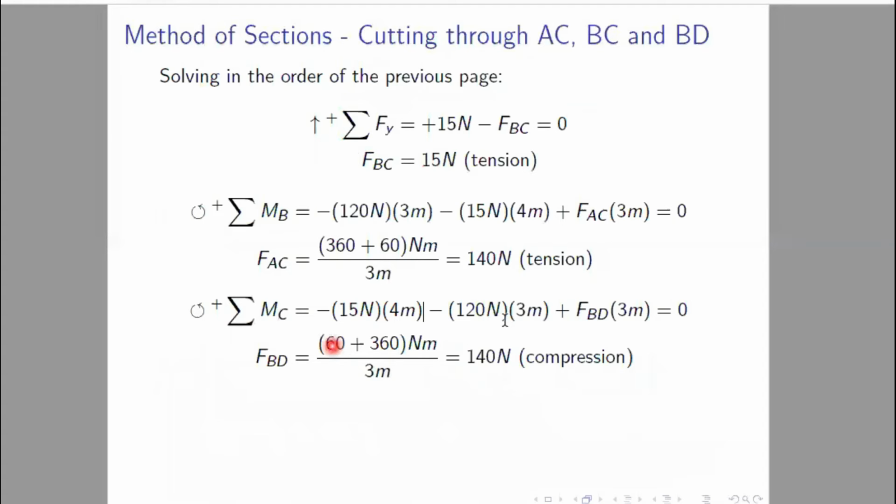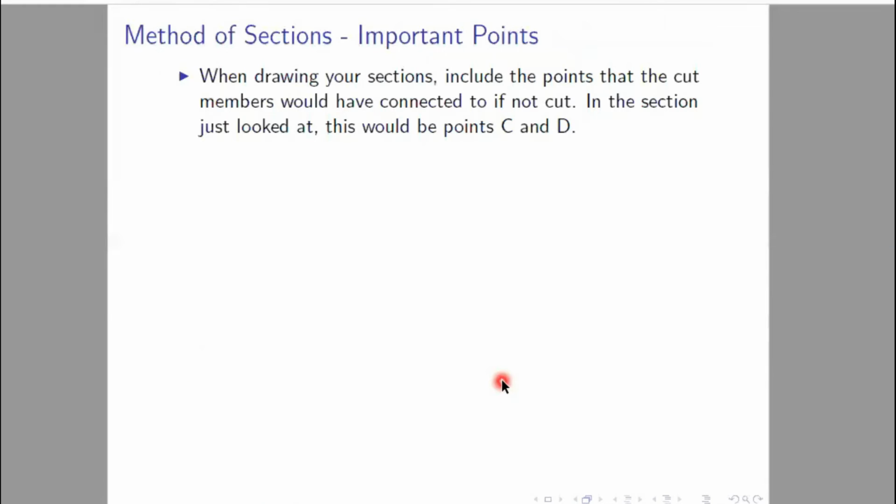If we solve for this, we will get FBD equals 140 Newton, that is again compressive. Using this similar concept, we can solve for all the members. We have taken one particular section, and from just one section we have got three unknown member forces. If we want to figure out all other forces, we have to cut different sections.